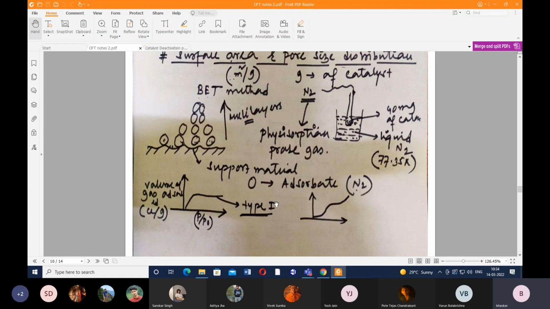Okay, so let's talk about another type of isotherm. This is basically type 4 adsorption isotherm. So here you can see there will always be an increase in the volume of the gas adsorbed with increasing P by P naught value. So here also, along the x-axis we are plotting P by P naught, and along the y-axis we have got volume of the gas adsorbed in cc per gram. So here we can always see the increase in volume of the gas adsorbed with increase in P by P naught values. So this is a typical type 4 isotherm. For carbon nanofibers, carbon nanotubes, we can see this kind of adsorption isotherm. Okay, so always remember this.